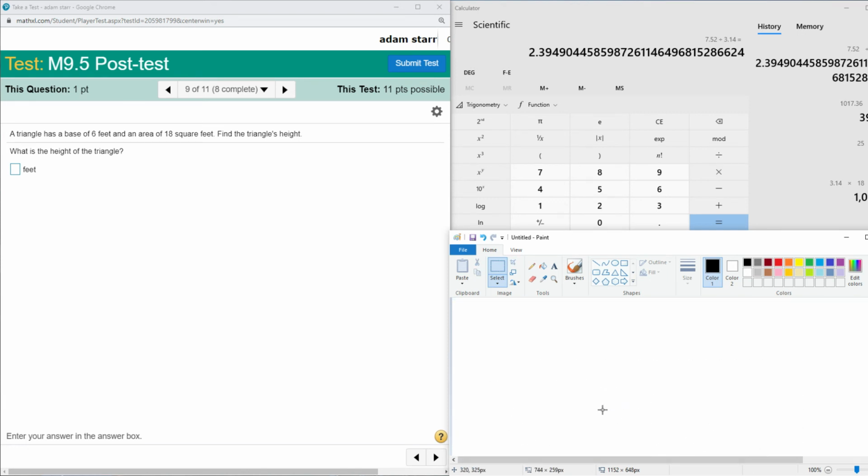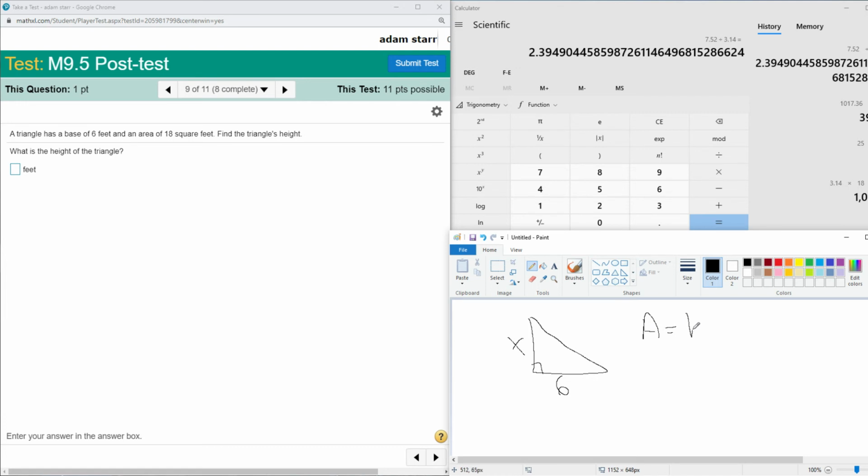Okay, next one, we have a triangle that has a base of 6 feet and an area of 18 square feet, and we want to find the triangle's height. To make this as easy as possible, I'm going to make a right triangle, just easier to find what the base and what the height is. I know that my base is 6, and I want to find the height, which is here. I'm going to call that x, and I know what my area is.